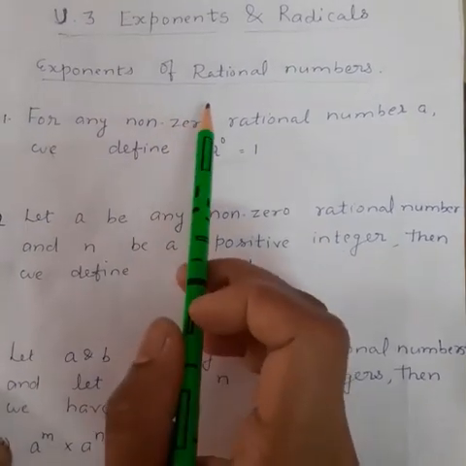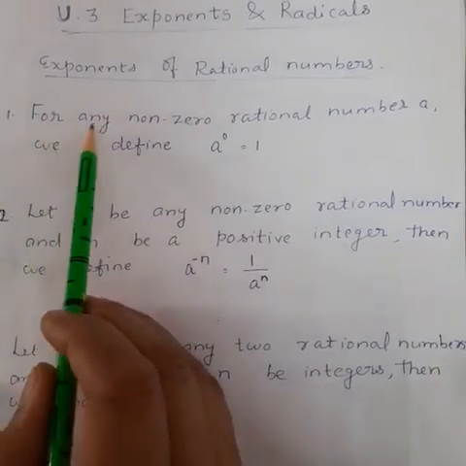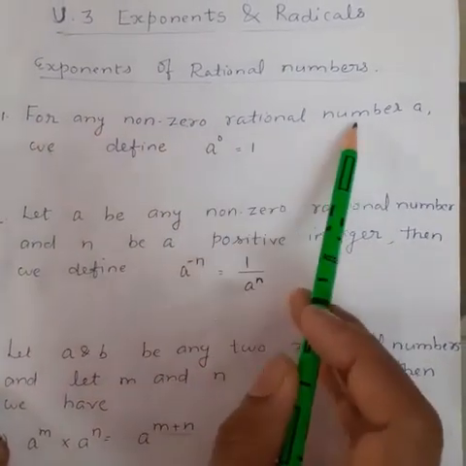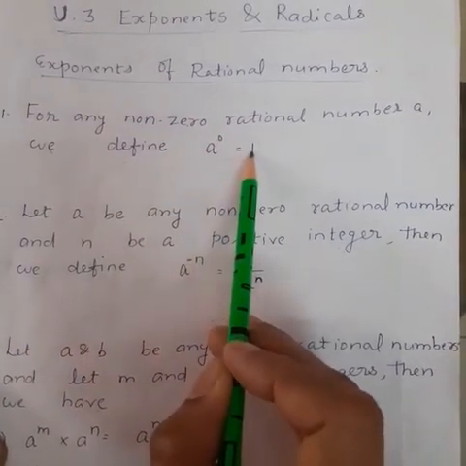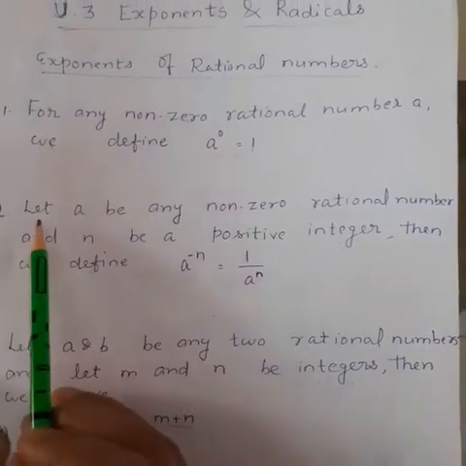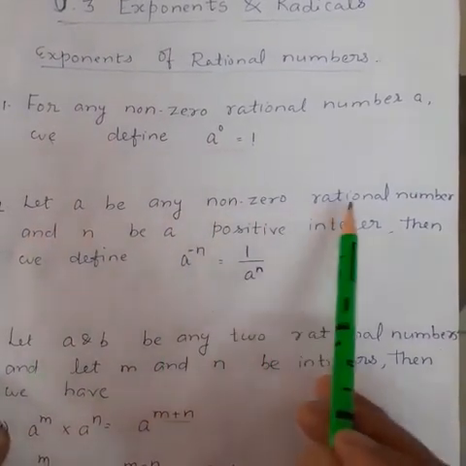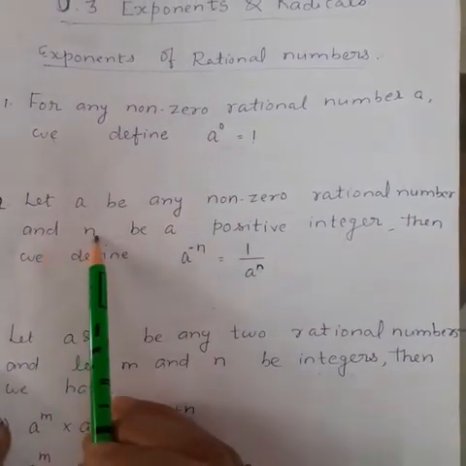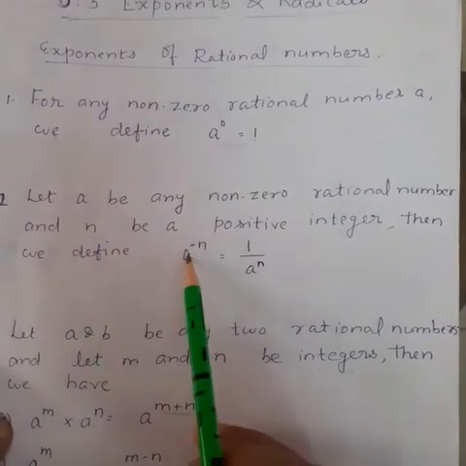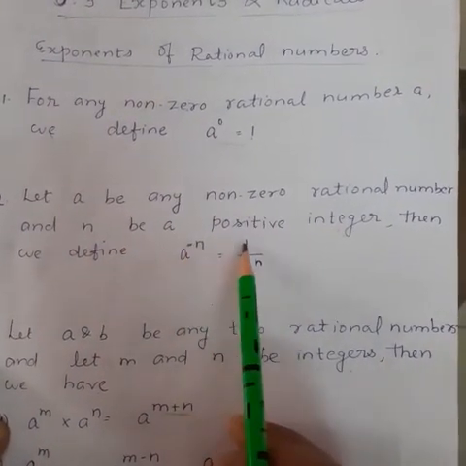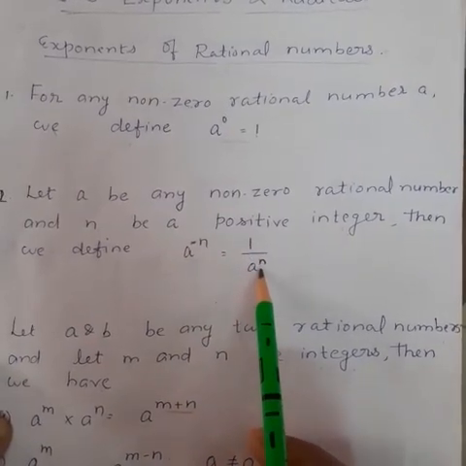Let's recall them. First, for any non-zero rational number a, we define a to the power 0 is equal to 1. Next, let a be any non-zero rational number and n be a positive integer. Then we define a to the power minus n, that is equal to 1 by a to the power n.